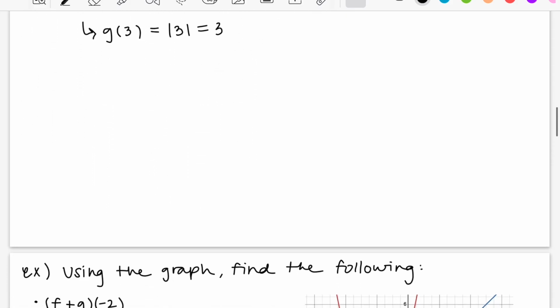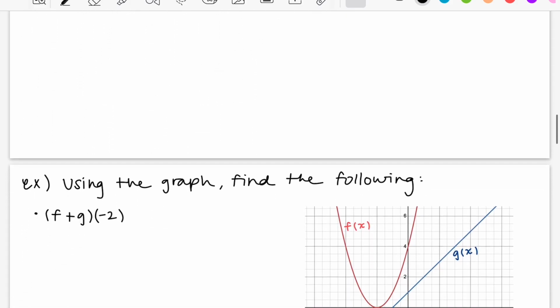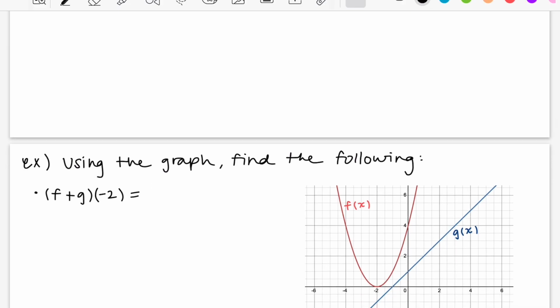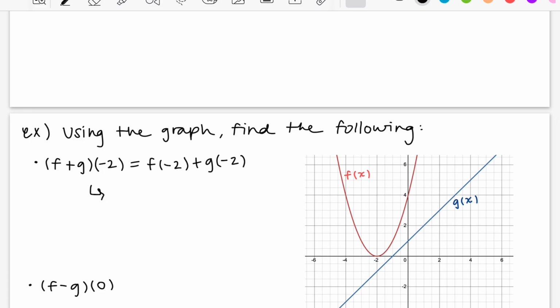The next thing we want to be able to do is use a given graph here to find these functions evaluated at a specific point. So in this case, we don't have the actual equation for these functions, we just have their graphs. So again, this is going to be f of minus 2 plus g of minus 2. So we'll find each of those values using our graph here. So this shifted parabola is going to be our f of x, and so we want to find f of minus 2, so when our x value is negative 2. And as you can see, when our x value is negative 2, f of x is 0.